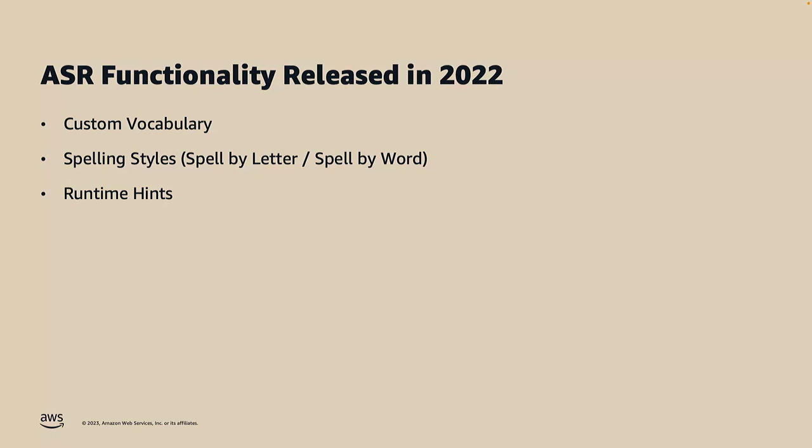Cool. So like Gillian mentioned, we're going to be covering 3 features that were released in 2022 within Amazon Lex that help you enhance your bot's ASR efficacy rate. These are all features that we've heard the demand from customers for, and today we are thrilled that we're able to provide those to our customers, and they're seeing success with them today. Those 3 ASR capability features are custom vocabulary, spelling style, so both spell by letter and spell by word, as well as runtime hints. We're going to use the remainder of the time today to talk through these and to show some live demos.